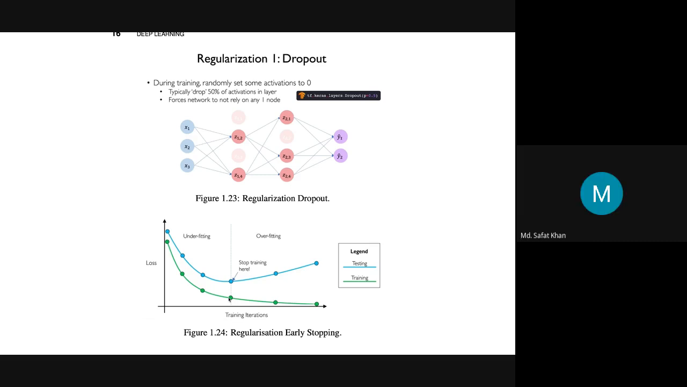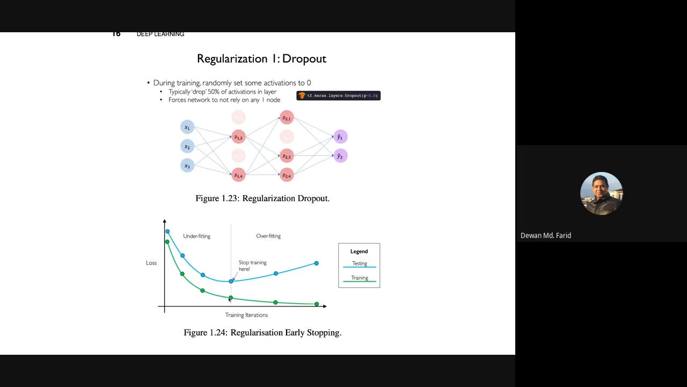Yes, sir. Right. So this is called regularization. To address the overfitting problem, we apply regularization. There are two approaches of regularization. One is called dropout, and another is called early stopping. Dropout means we will drop some neurons from the network, right?